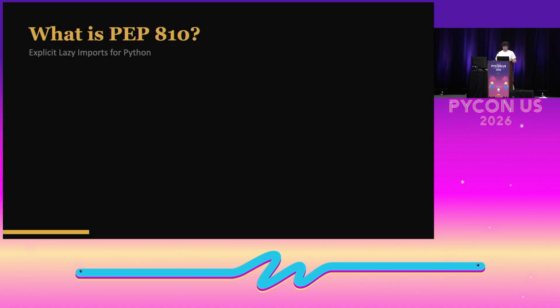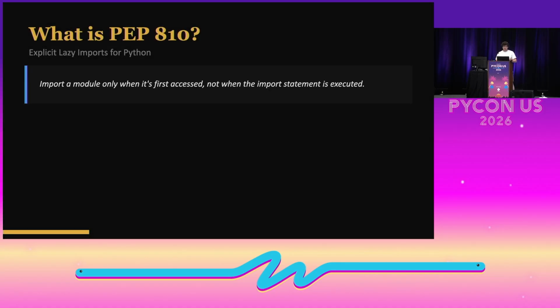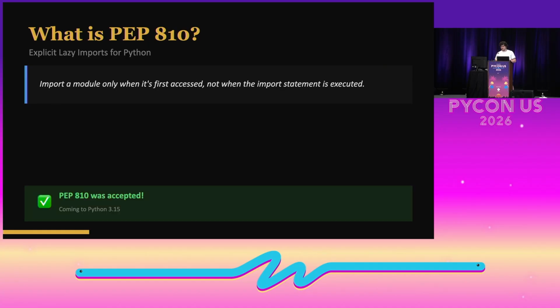So what it is and why we need it. PEP 810 imports a module when it's first accessed, not when it reads the import line. So if you have an import that's lazy, it'll just defer it until the execution of that module, which is really helpful. And you get that nice explicit syntax. The syntax, we'll cover this in a second, is just lazy import this thing instead of just import this thing.